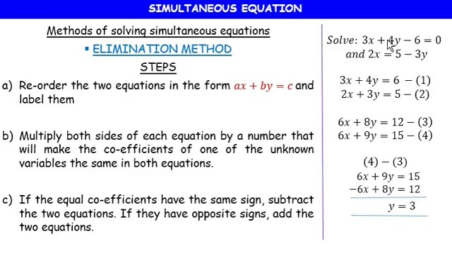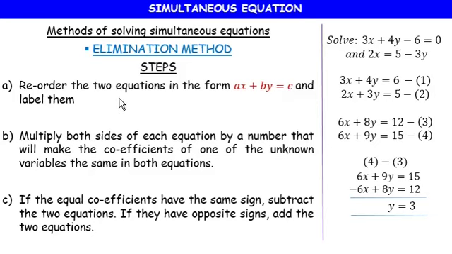Assuming we are asked to solve 3x plus 4y minus 6 is equal to 0 and 2x is equal to 5 minus 3y, how do we go about it using the elimination method? The first rule is: reorder the two equations in the form ax plus by is equal to c and label them.